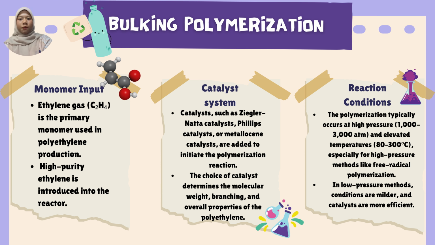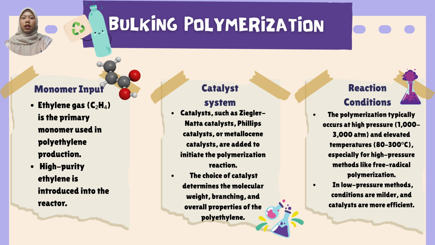First is monomer input. Ethylene gas is the primary monomer used in polyethylene production. High purity ethylene is introduced into the reactor. Second, catalyst system. Catalysts such as Ziegler-Natta catalyst, Phillips catalyst, or metallocene catalyst are added to initiate the polymerization reaction. The choice of catalyst determines the molecular weight, branching, and overall properties of the polyethylene.